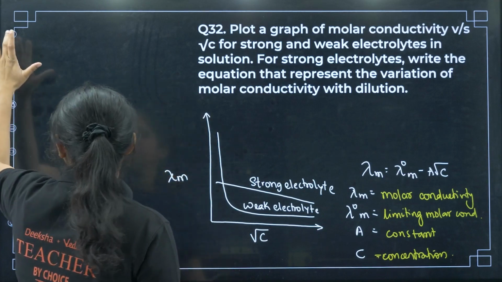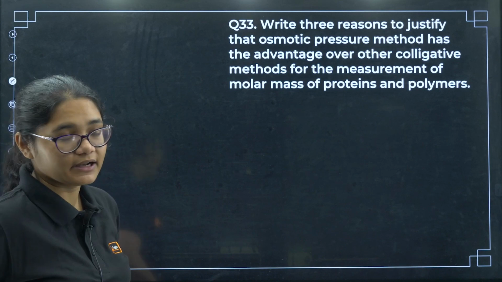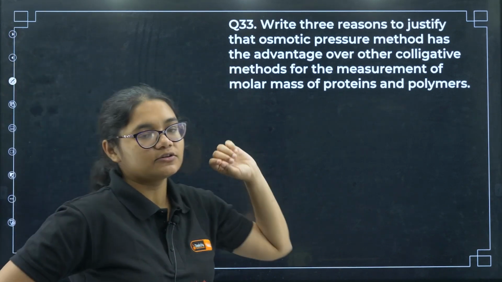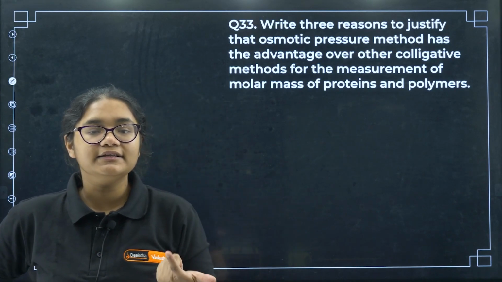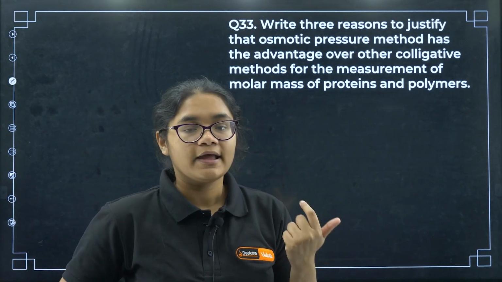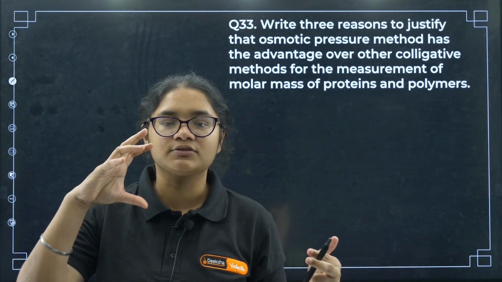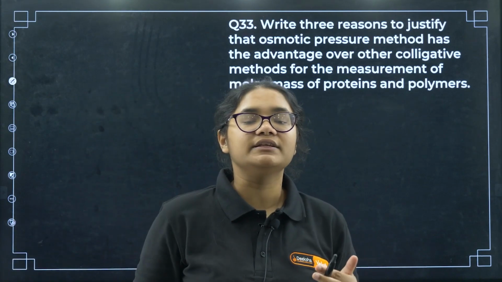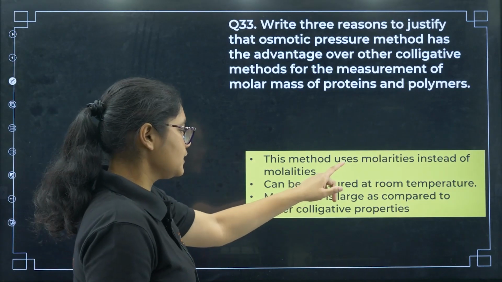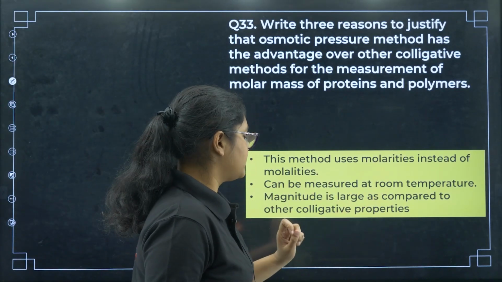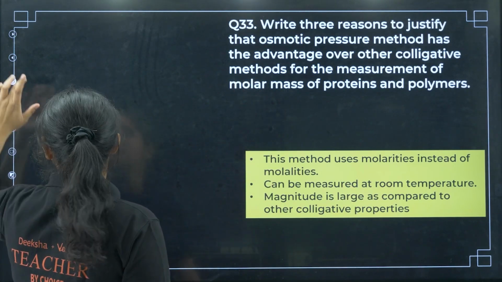Okay. Next, question number 33, write the 3 reasons to justify that osmotic pressure method has an advantage over other colligative properties. The first advantage here is you can calculate osmotic pressure at room temperature. Second is it uses molarity instead of molality. And third one is the values here are very big, which is easy in the calculation. The osmotic pressure comes out to be very big numbers, which we can use very easily for the calculation. Okay. So 3 advantages are here. In this case, molarity can be measured at room temperature. The magnitude is large as compared to the other colligative properties. Okay.